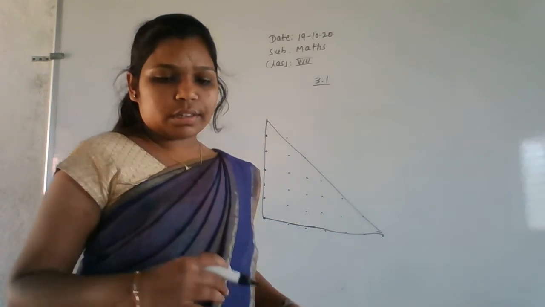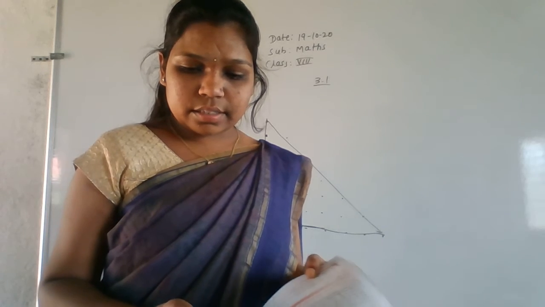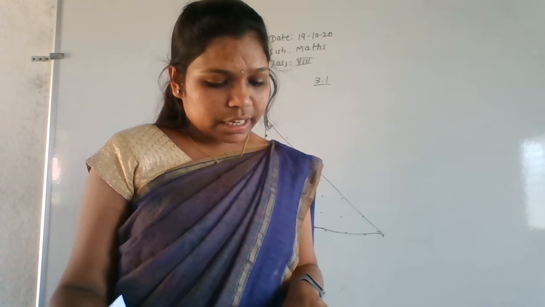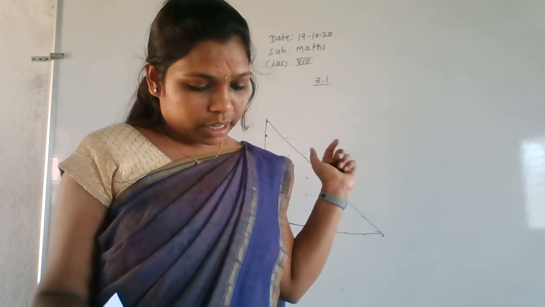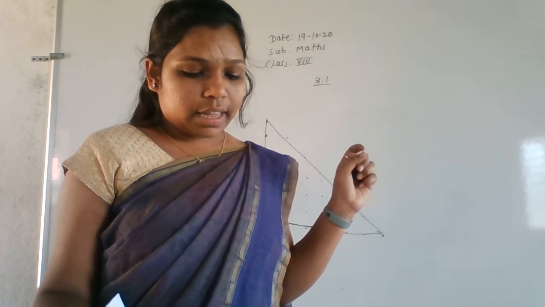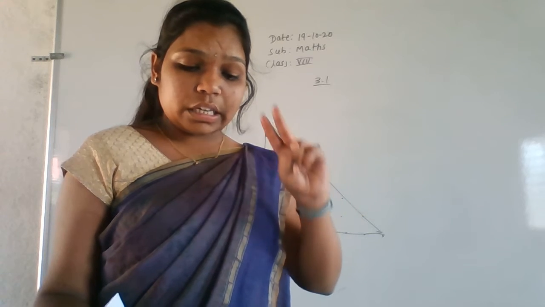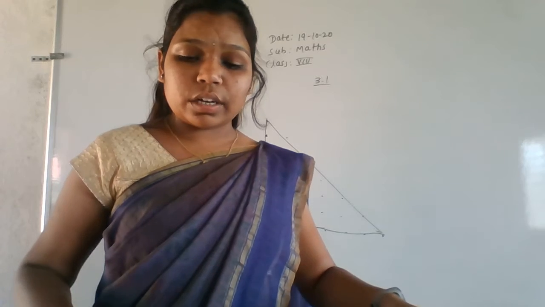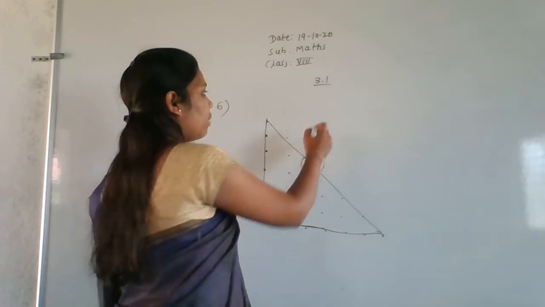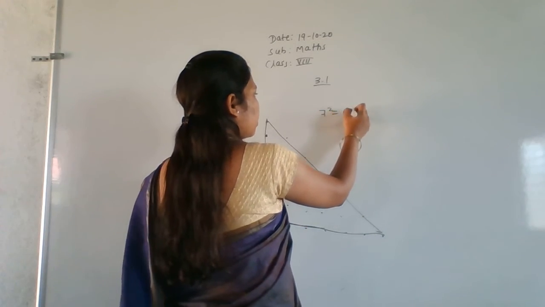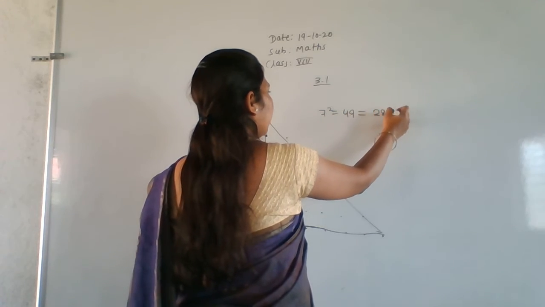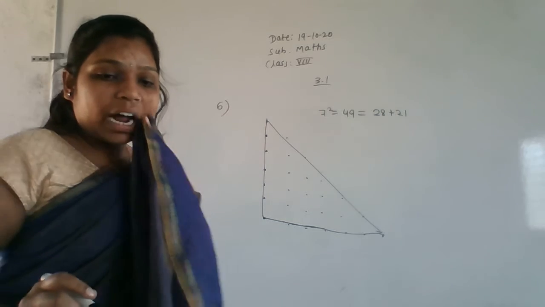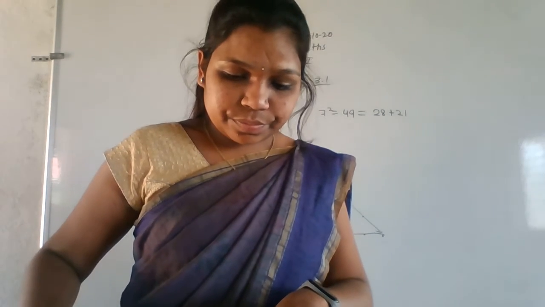Okay. So they told again here, using dots draw a square of side 7 dots and hence write 7 square as a sum of two triangular numbers. Sum of two triangular numbers. So 28 and 21. Square of 7, 7 square is nothing but 49. It is nothing but 28 plus 21. We can write like this. Right? So add here.